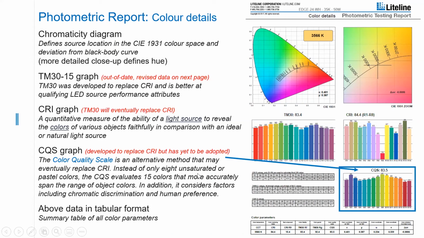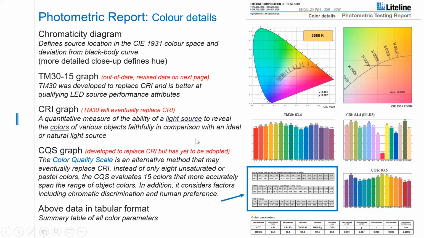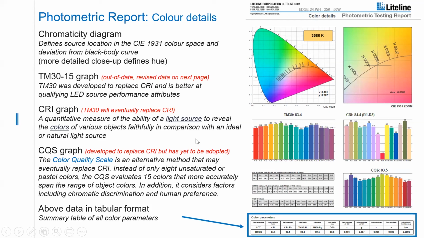CQS was another platform that was developed to measure performance of a light source. It was the color quality scale, and again, it was designed to replace CRI, but it was never really adopted. TM30 will likely be the champion in this particular battle. This data is just a tabular summary of what you've seen graphically on the page.